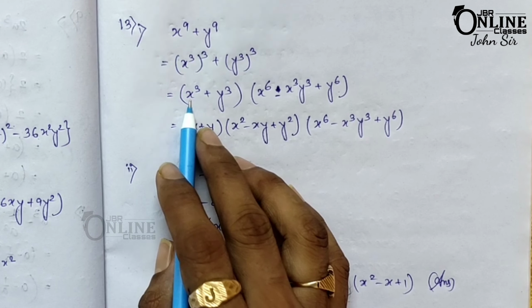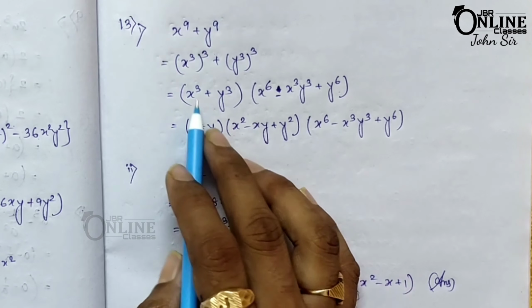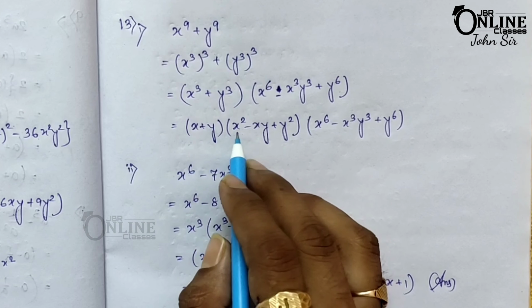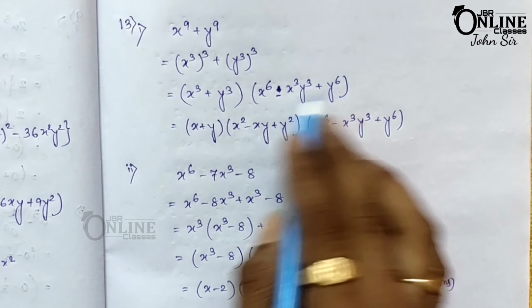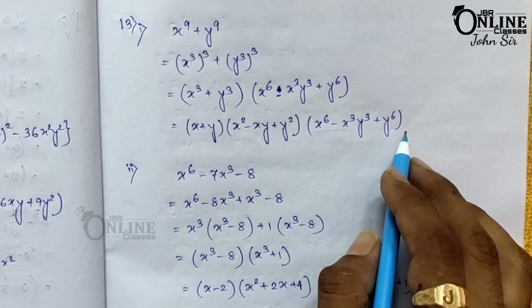Okay, after that, for the remaining a cube plus b cube, you can again apply the formula a cube plus b cube. It becomes a plus b, a square minus ab plus b square, and then write down this one. So it's your full answer.